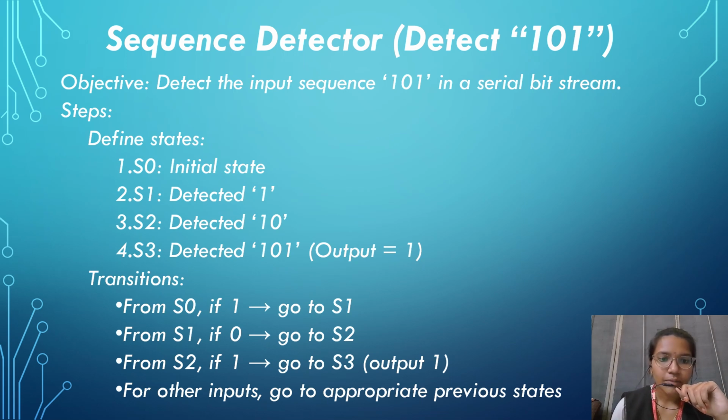Transition. From S0, if 1, it goes to S1. From S1, if 0, goes to S2. From S2, if 1, goes to S3. Then we receive output as 1. For other inputs, it goes to the appropriate previous states.